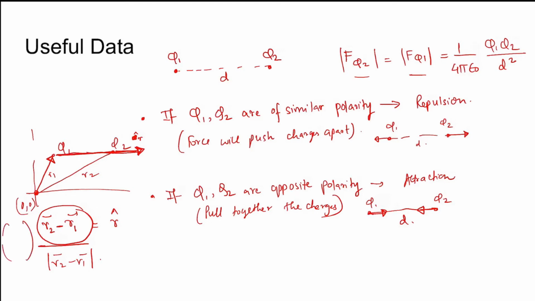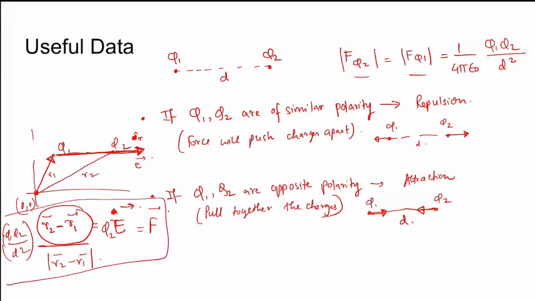Multiplying it with that value q1 q2 by d squared, we get the complete electric field vector, E vector, multiplied by that charge q2. So that is the force, right? We get the force like this.